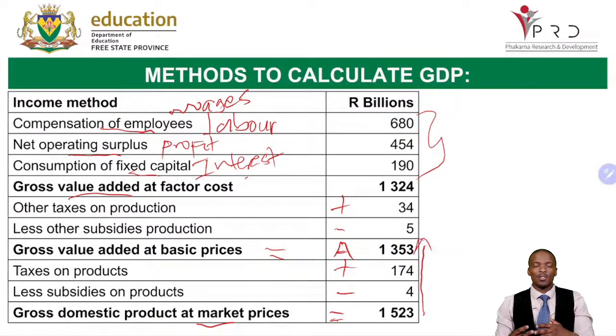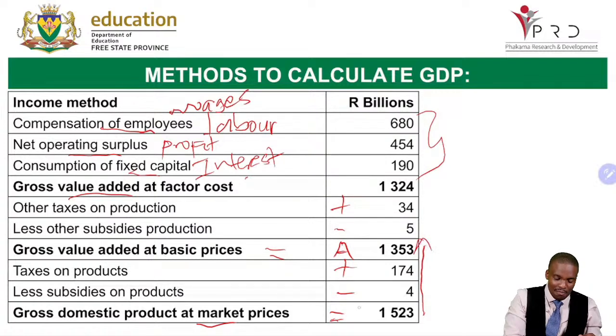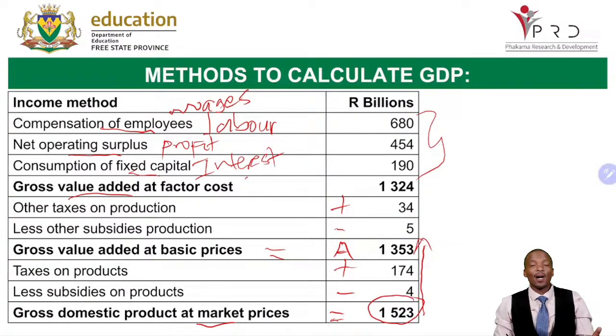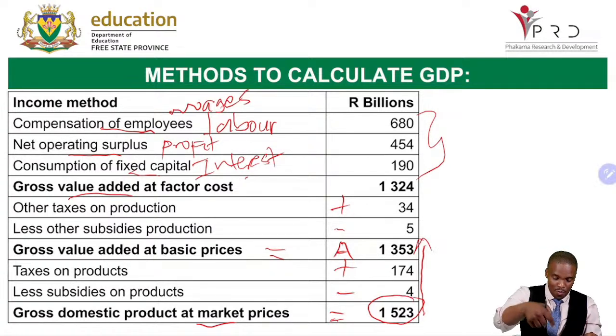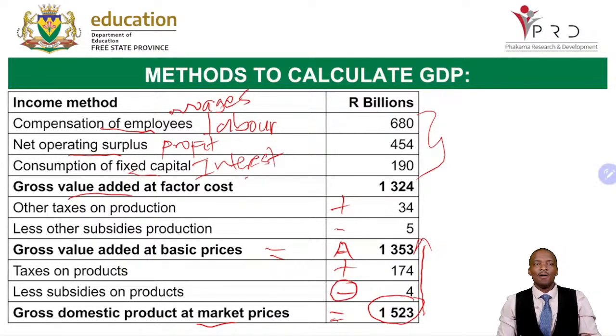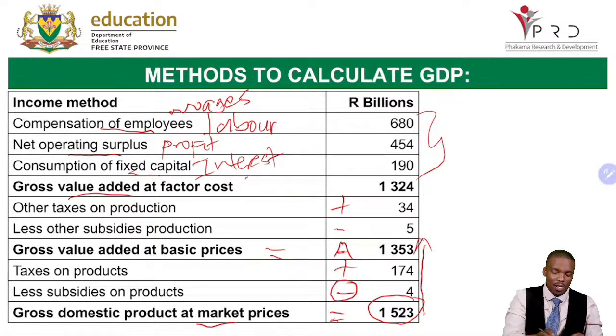There's something that is called bottom-up method, where you are going to say, I'll take my value at market price, which is 1,523. When you're going down to get the market price, what did you do? You subtracted. But now because you are going back, what are you going to do? You're going to add. Okay? Then taxes on products, when you were going down, what did you do there?